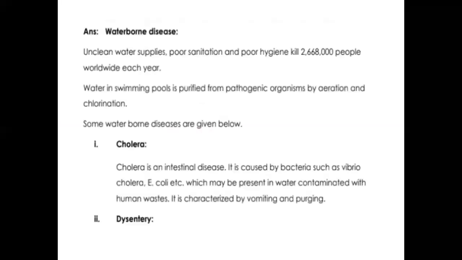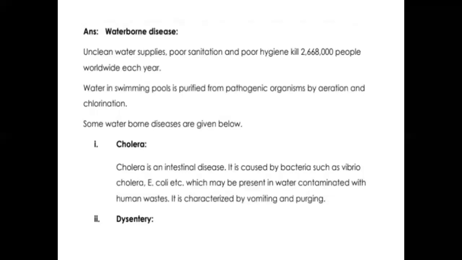So that was ion exchange. The next topic is waterborne diseases. By drinking contaminated water or impure water, one can suffer from these diseases. Unclean water supplies, poor sanitation, and poor hygiene kill 2,668,000 people worldwide each year.